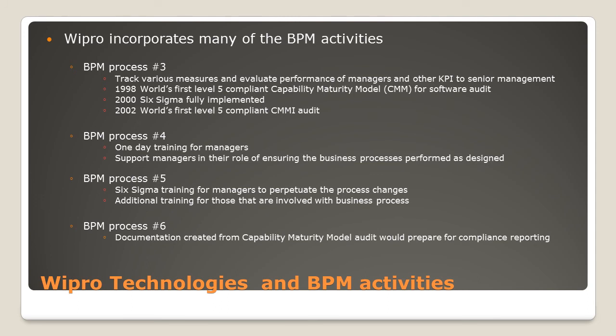Example activities at Wipro for Process 4 would be one-day training for managers involved in the lean process, as well as their support for managers in the role of ensuring the business processes are performed as designed. Other activities in Process 5 would be the Six Sigma training for managers to perpetuate the process changes, as well as additional training for those involved with the business processes. Examples of activities in Process 6 can be found in the preparation of documentation created from the capability maturity model audits that would prepare for compliance reporting.